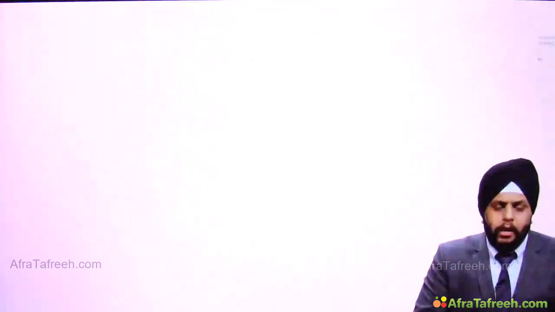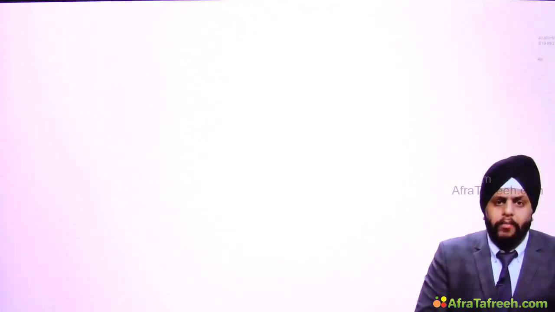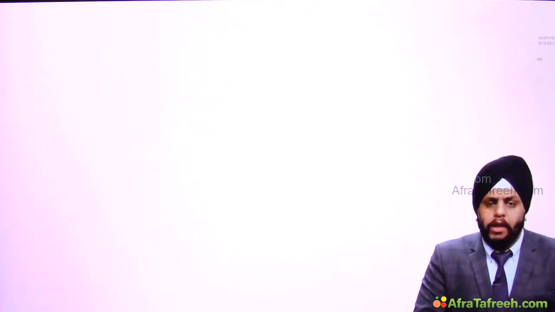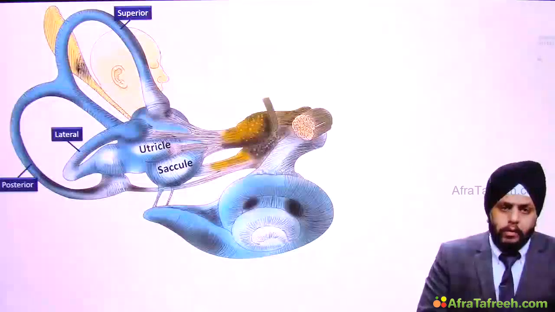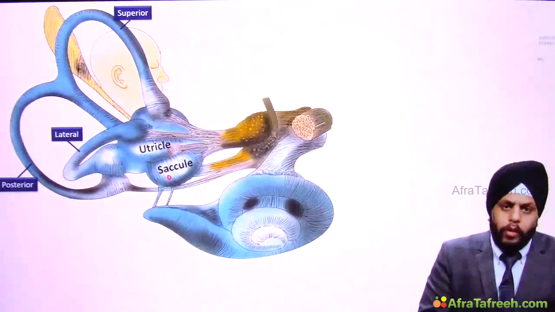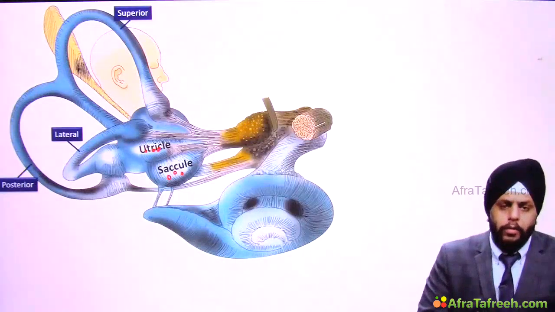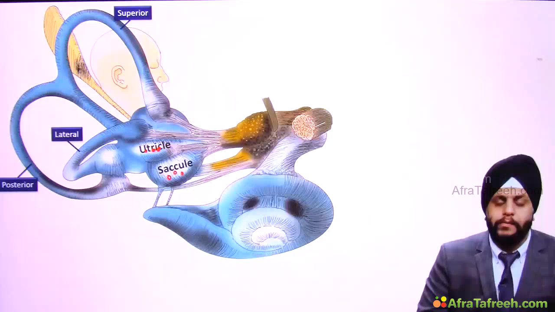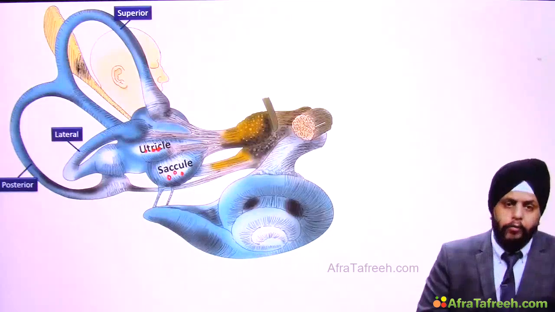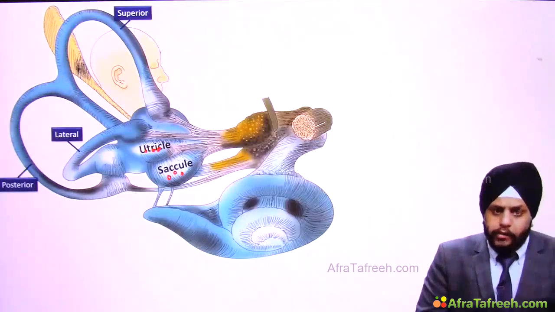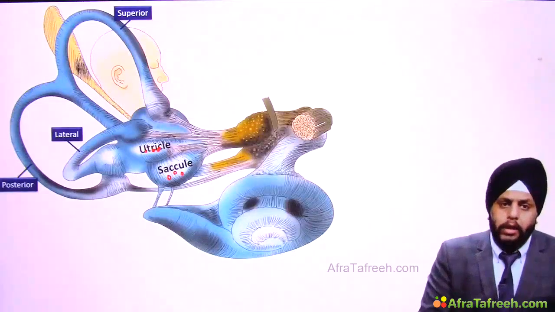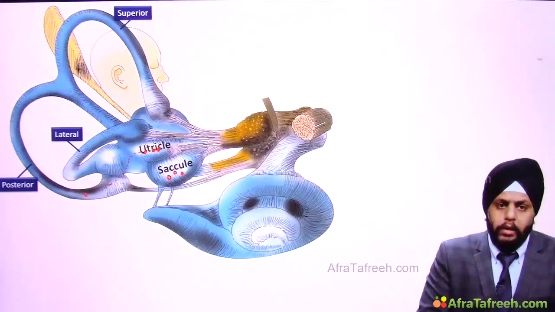We have just seen the macula of the utricle and macula of the saccule. Now sometimes what can happen is that the otoconia which are present in the macula of utricle and the macula of saccule get displaced. From the vestibule, from the utricle and saccule, these otoconia are displaced, and now where will they go? They go and lie in the posterior semicircular canal.